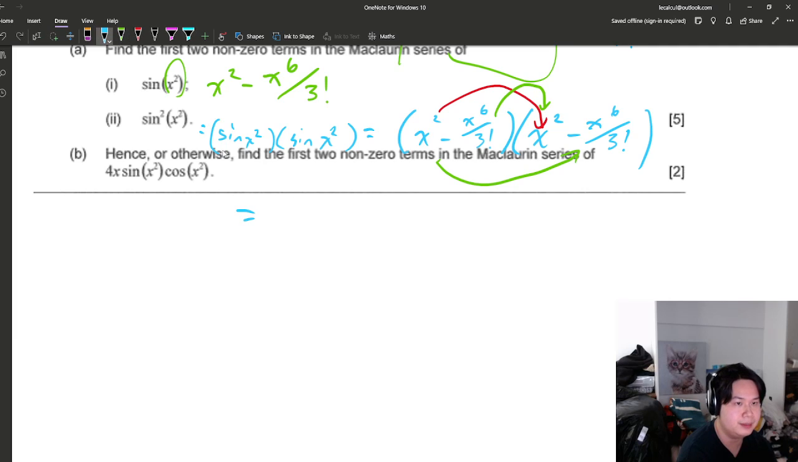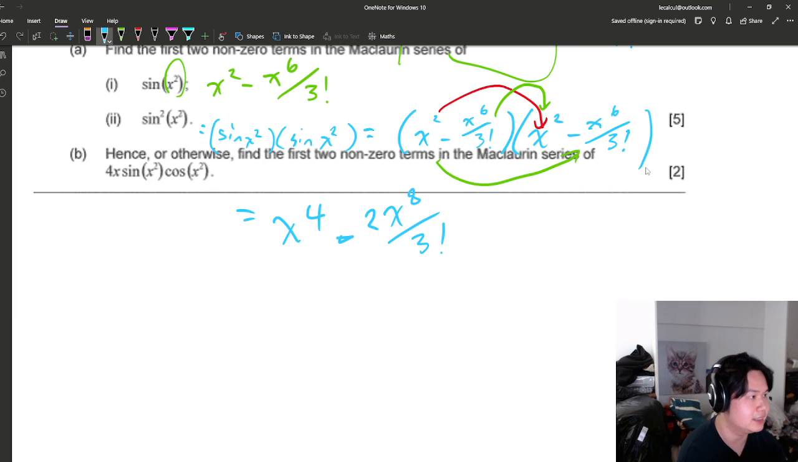Okay, so if I multiply the x squared with the x squared, I will get x to the power 4. If I multiply this x squared with this x to the power 6, I'm going to get x to the power of 8 over 3 factorial, and I should have 2 of them with a minus. Right? I get one from the inner ones, and then one from the outer ones. So there you go.